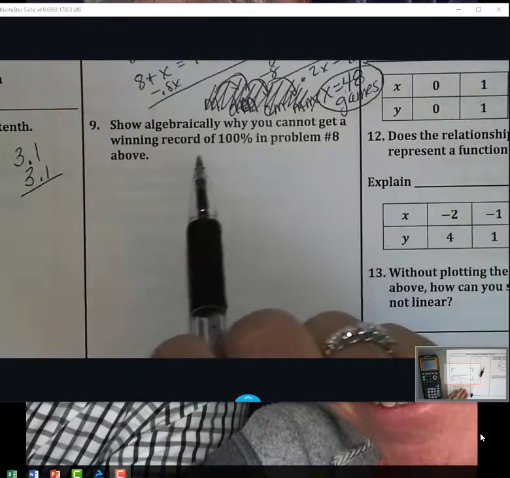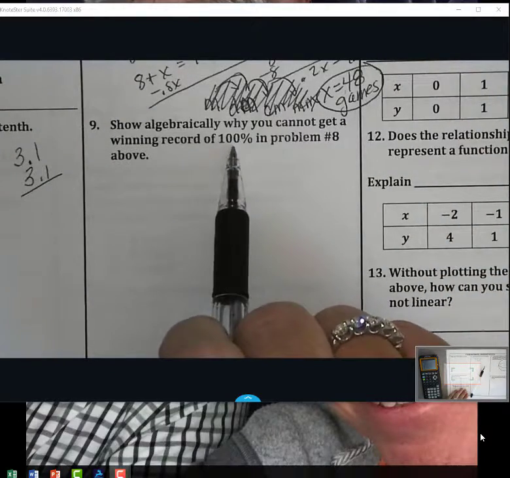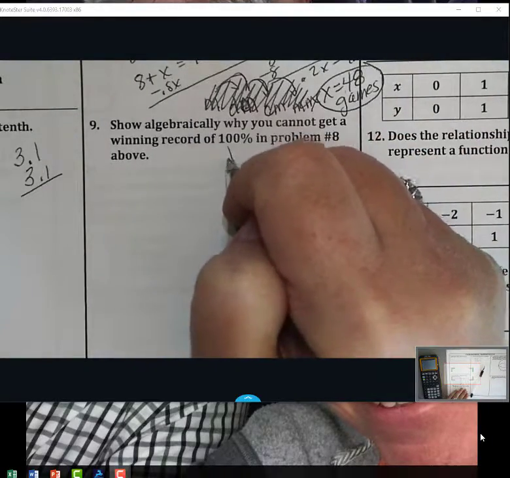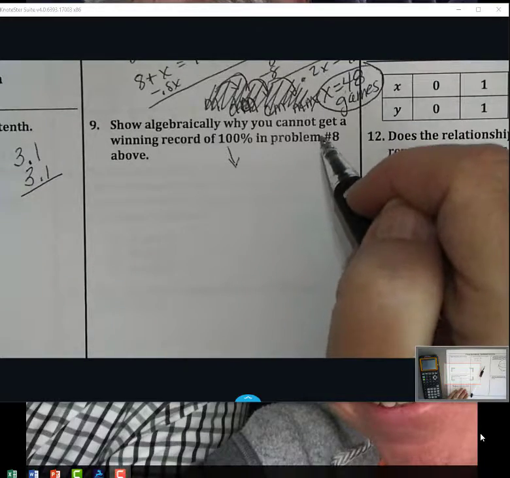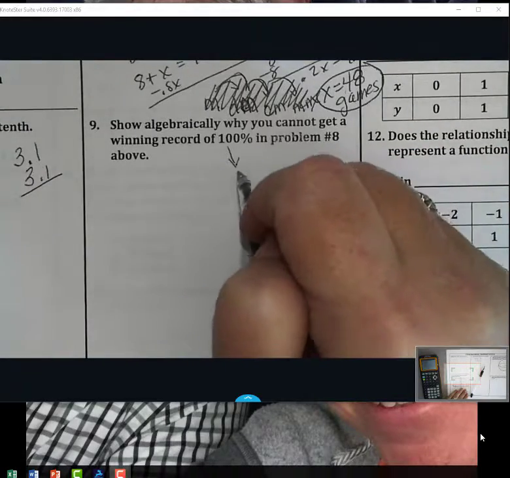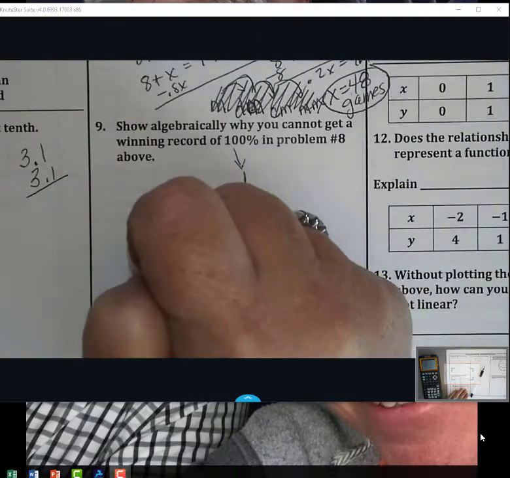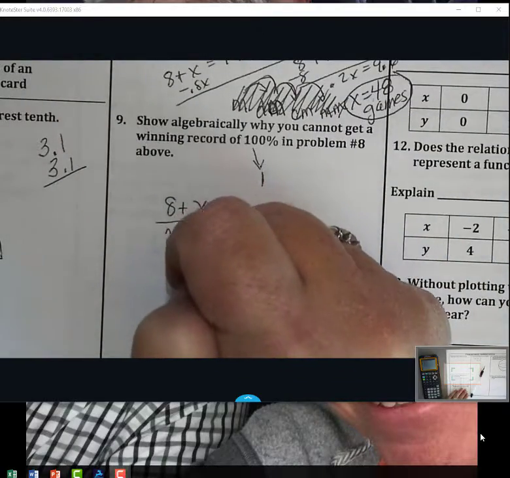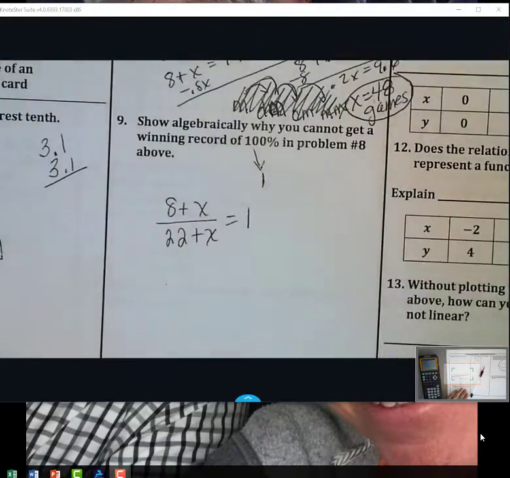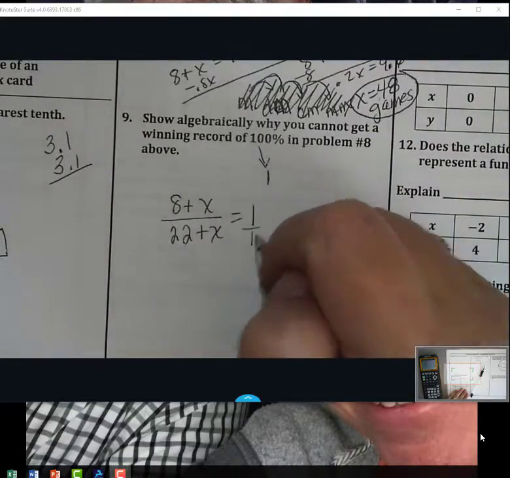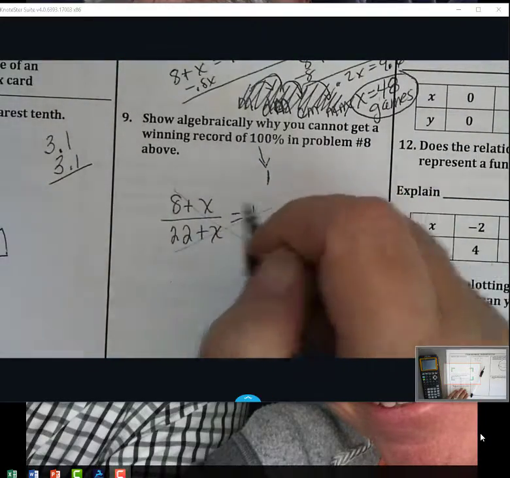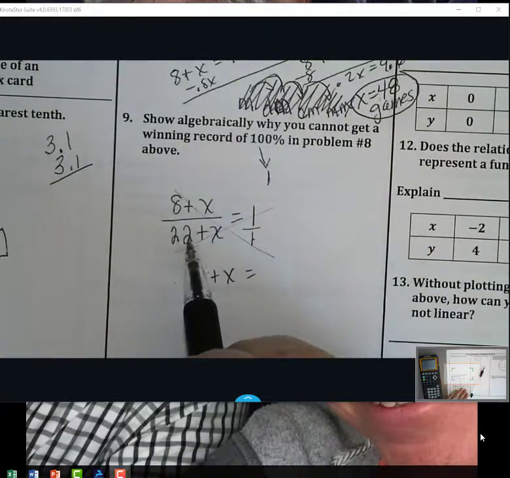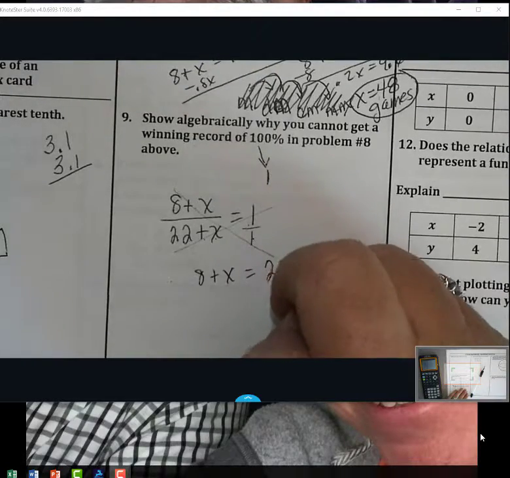Show algebraically why you cannot get a winning score of 100% in problem number 8. Alright, well, 100%, instead of equal to 80% was 0.8, 100% is going to be equal to 1. So I need to set up the same equation, 8 plus x divided by 22 plus x, and that is supposed to be equal to 1. And again, we could set that up as a proportion. We'll multiply like this. 8 plus x times 1 is just going to be 8 plus x, equal to 22 plus x times 1 is just 22 plus x.